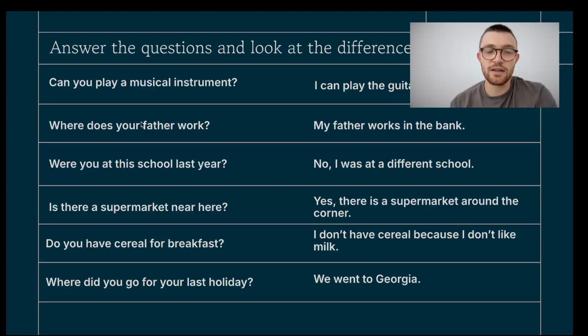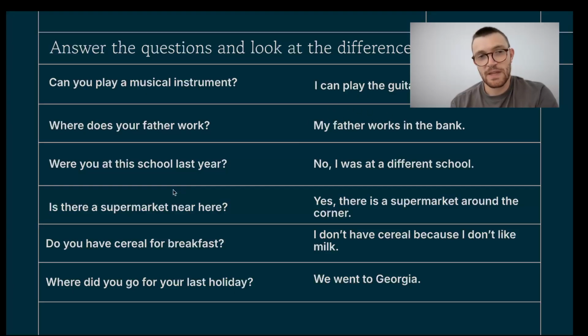This one here, where does your father work? So we've got the possessive pronoun, your, father, and work. And then we've got here, my father works, with no auxiliary verb. In the question, we have an auxiliary verb, does. In the answer, we don't. In the question, it goes possessive pronoun, subject, verb. And in here, we've got possessive pronoun, subject, and then verb.